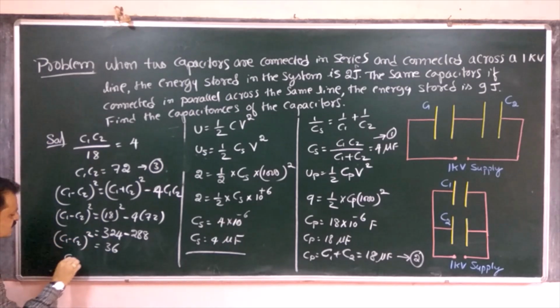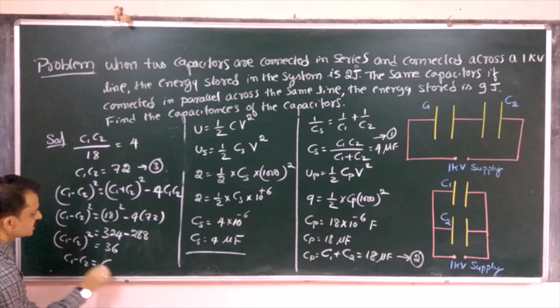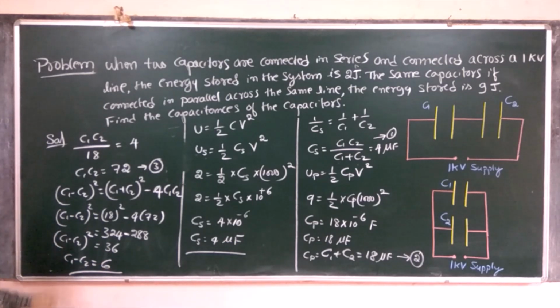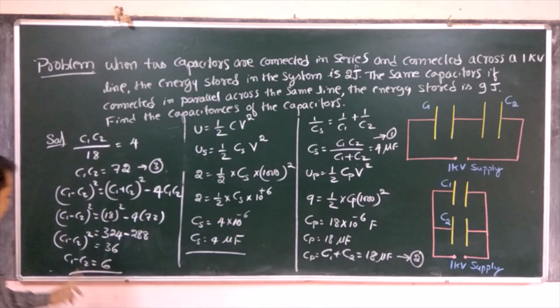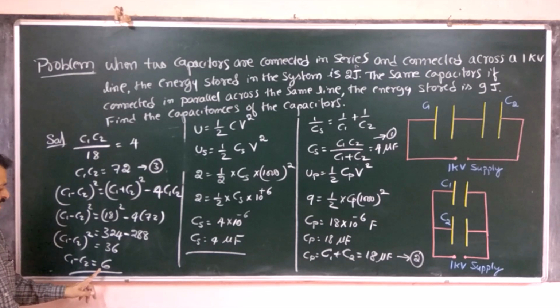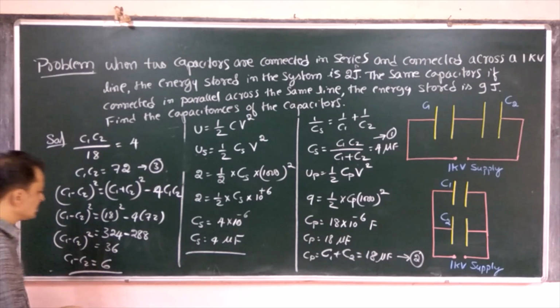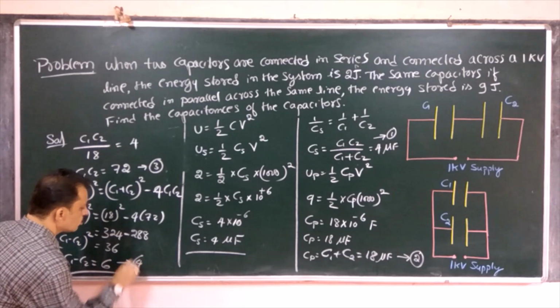Now what is C1 minus C2? Square root of this one. This is 6. C1 minus C2 is 6. Now from these two relations, addition of two numbers is 18. Subtraction of two numbers is 6.